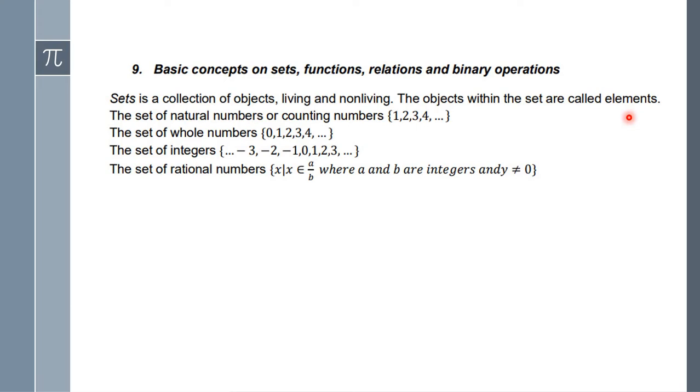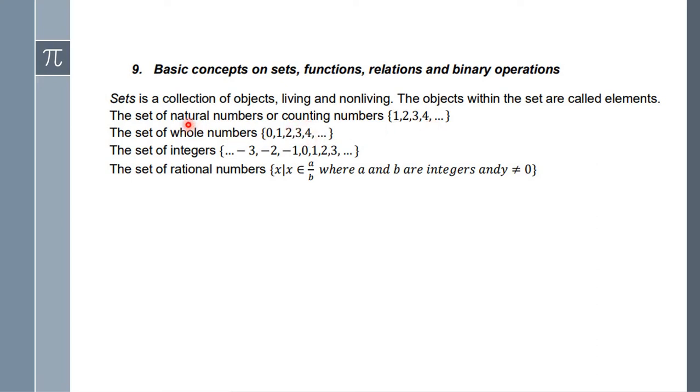So, the members are called elements. And a set of natural numbers or counting numbers. This is what I said earlier, natural numbers or counting numbers. So we start with 1, 2, 3, 4, and we learned them very early when we were still with our own families who taught us how to count. So the counting numbers, another name for them is natural numbers.